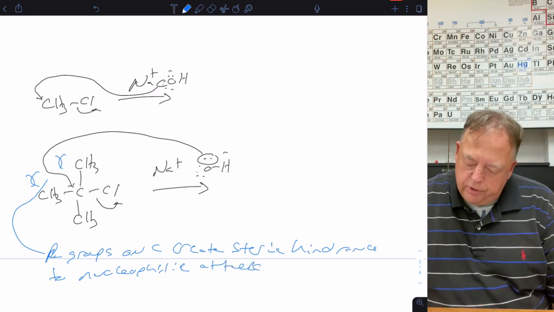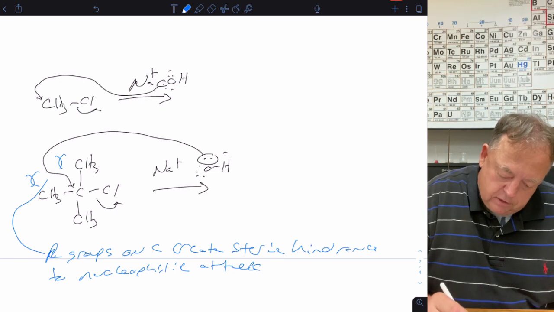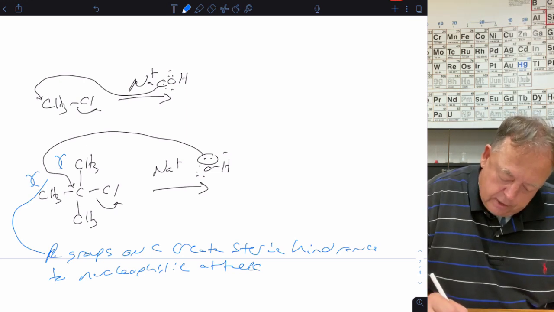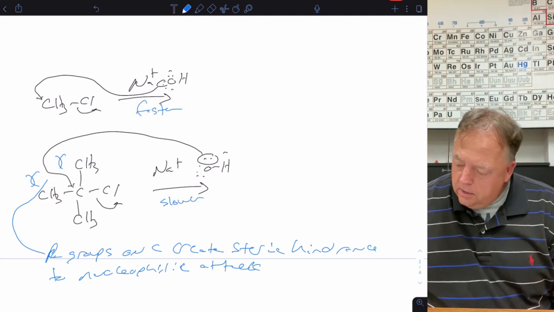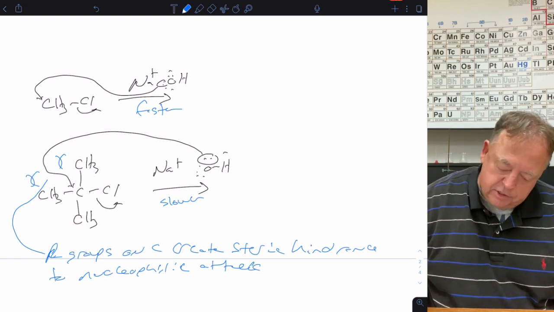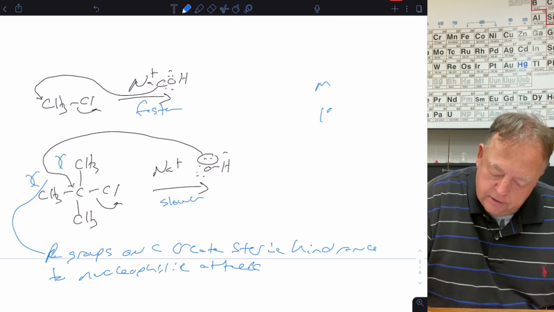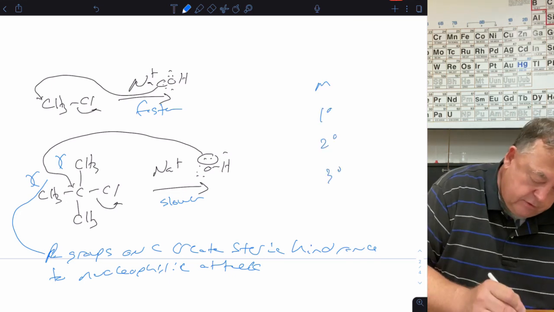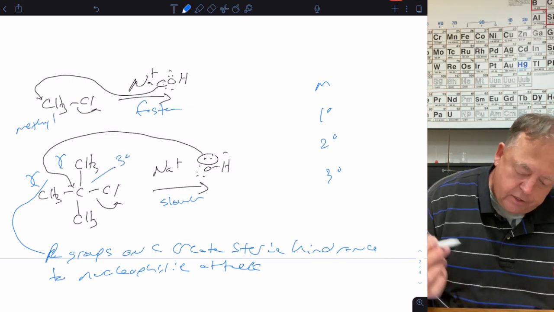So the alkyl groups create steric hindrance to nucleophilic attack. And so the result of that is that this reaction is much slower and this reaction is much faster. So in terms of rates of SN2 reaction: methyl, primary, secondary, tertiary. So this of course would be a methyl halide, and this would be a tertiary alkyl halide.